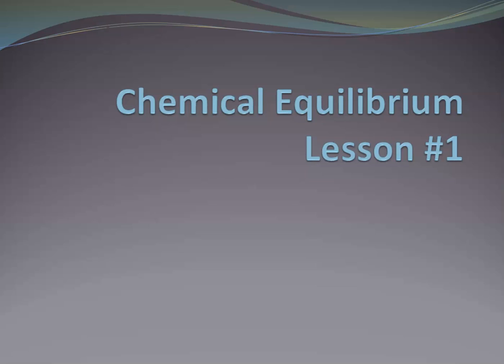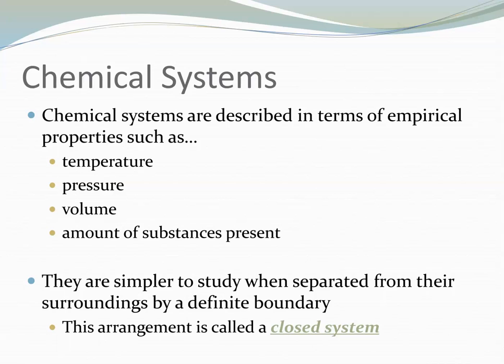Today's video is an introduction to our unit on chemical equilibrium. A chemical system can be described in terms of empirical properties such as temperature, pressure, volume, and the amount of substances that are present. It is easier to study systems that are separated from their surroundings by a boundary. These are called closed systems.